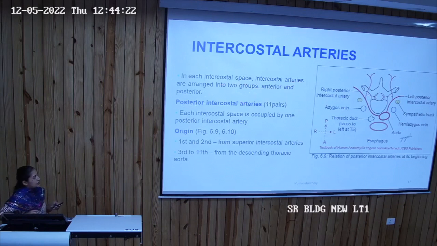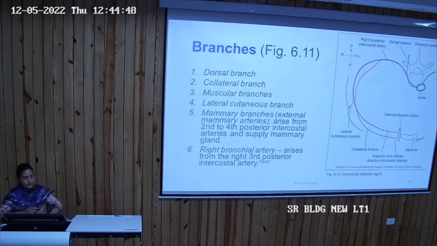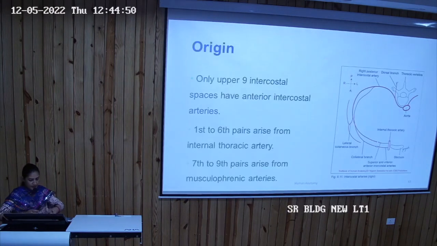So the posterior intercostal arteries are 11 in number. Now these arteries take origin from different arteries. The superior intercostal artery gives origin to the first and second. The rest of them arise from the descending thoracic aorta. Okay, in this picture we were showing the branches of the arteries.